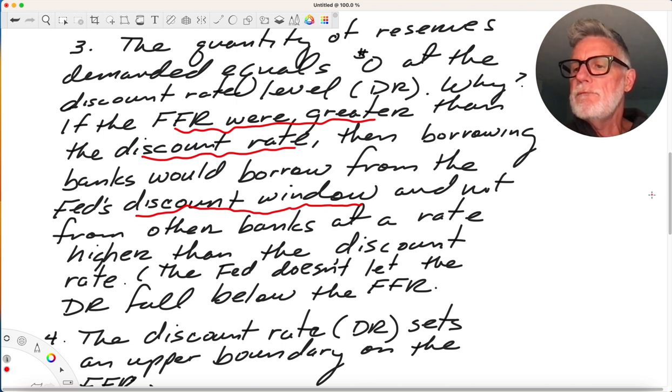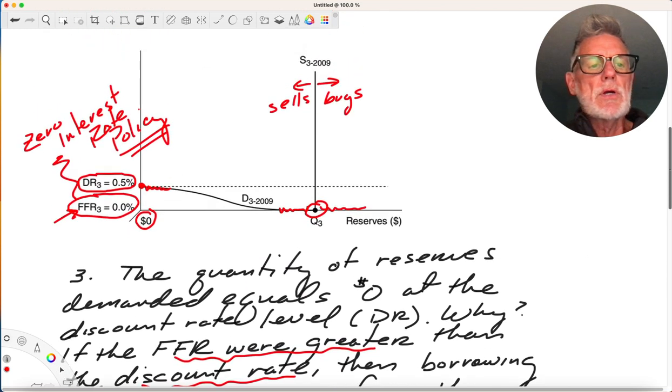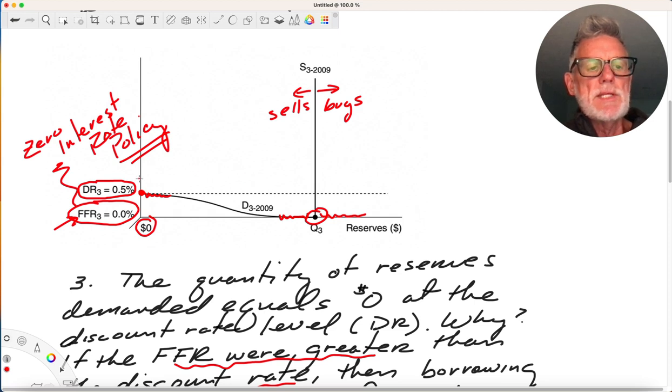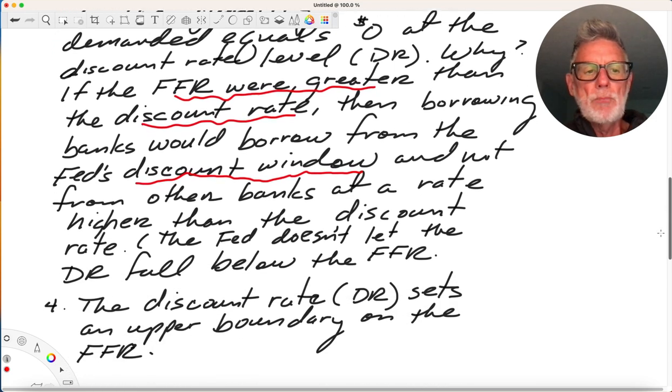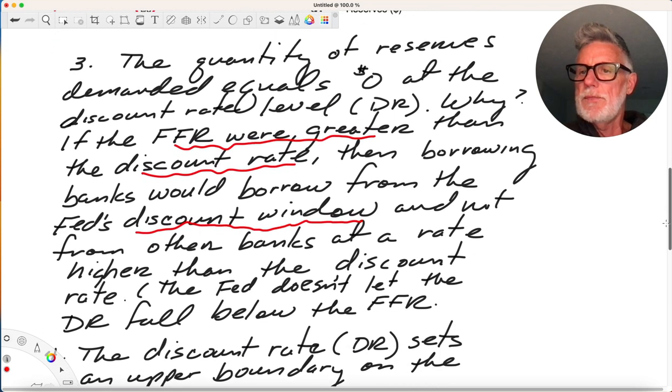So if the federal funds rate were to ever get above the discount rate, which is not going to happen because the Fed isn't going to let it happen, but if the federal funds rate were up here, nobody would want to borrow in the federal funds market. They would want to borrow at the discount window. So in other words, there would be no demand for funds in the federal funds market. Okay, so that's an important principle. You want to take a look at that.